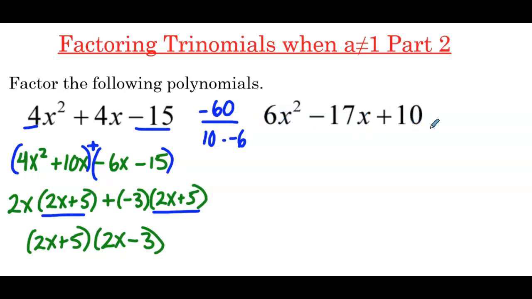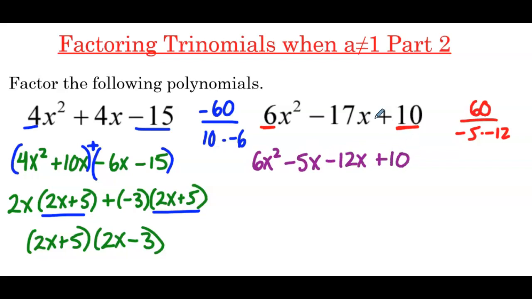Okay, leading coefficient, constant term are not prime, so we'll multiply 6 and 10, and we'll also get 60 again. But now we need a factor pair of 60 that adds to negative 17. Okay, so let's see. Does negative 5 and negative 12 work? Well, negative 5 times negative 12 is 60, and that would add up to be negative 17. Okay? So now we're going to rewrite this as 6x squared minus 5x minus 12x plus 10.